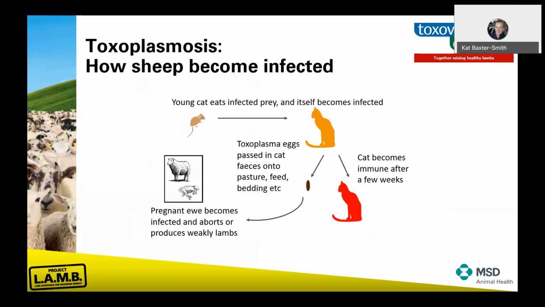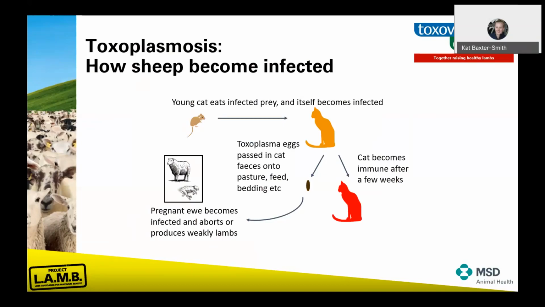So here's the life cycle. Basically, the prey is infected, so the mice or the rats on the farm. Young cats are mostly naive, and so they will catch and eat the infected prey, and then this passes the infection over to the cat. It's then a bit like a flu type condition, so they will be maybe a bit unwell, but they'll be infected certainly for a few weeks, and they'll be shedding a lot of toxoplasma eggs during that time.